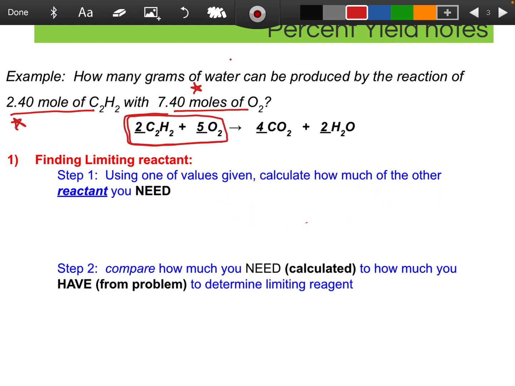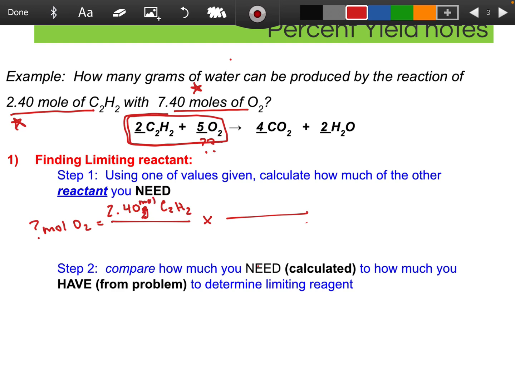So again, when you are finding limiting reactant, you're going to compare the two reactants. It does not matter which value you start with, but you are going to compare C2H2 to O2. So if I start with the first number given in the problem, I would be starting with C2H2, which in that case, I would be figuring out how many moles of O2 are needed in this reaction. Oops, sorry, I labeled that wrong. I apologize. This should be moles.